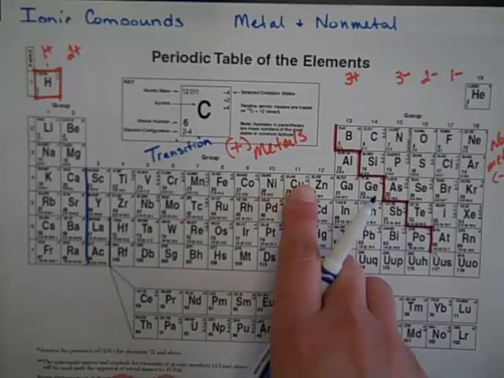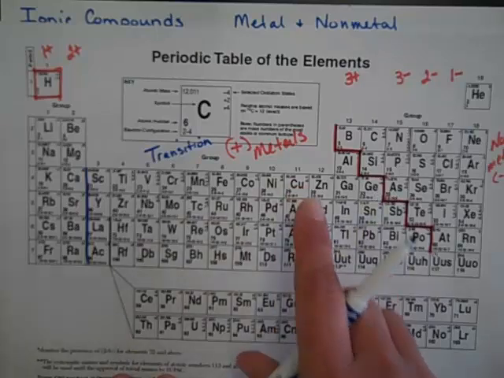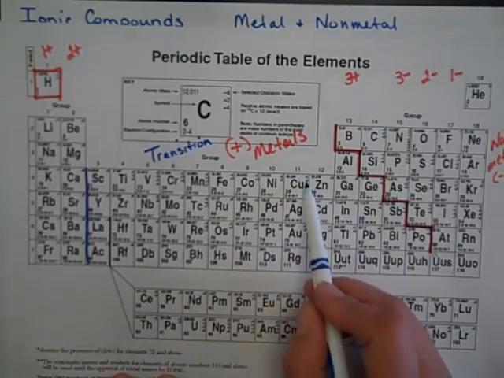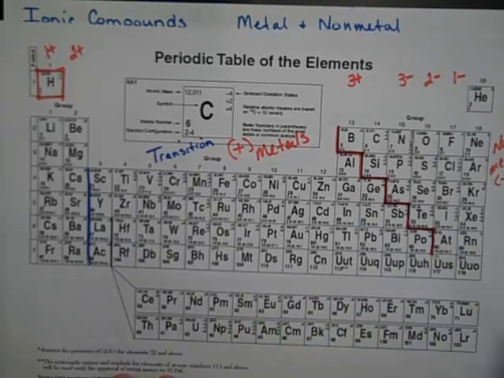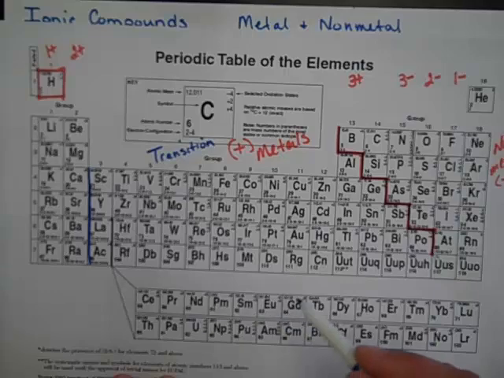If you look at copper, for example, there's a +1 and there's a +2 in that little box. I don't know if you can see that very well. But what that means is copper can have a +1 charge, or it can have a +2 charge, depending on the conditions under which it bonds, I suppose.